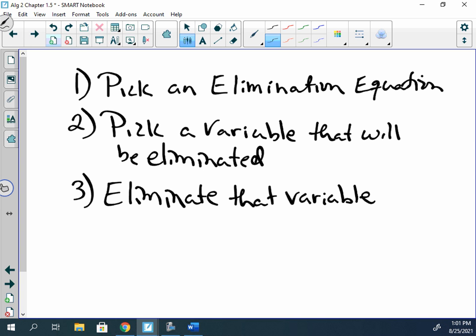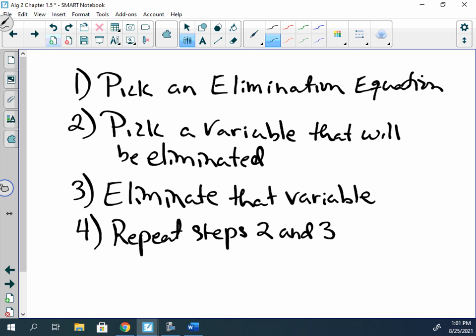Now, step number 3 is that we're going to eliminate that variable, whatever it is. Step 4 is to repeat steps 2 and 3, and step 5 is to solve backwards.